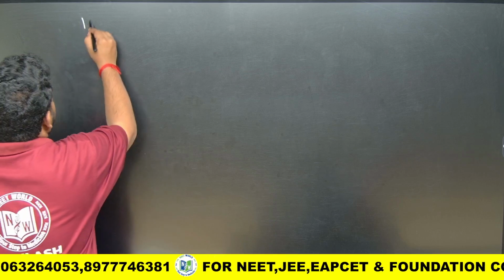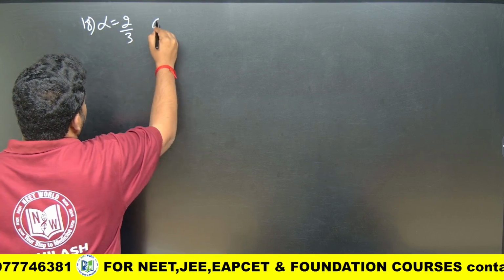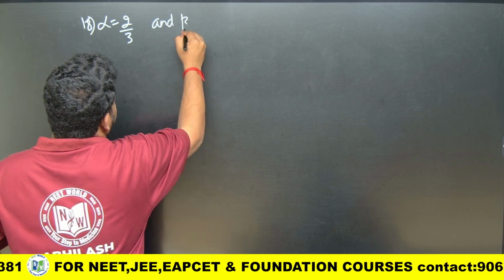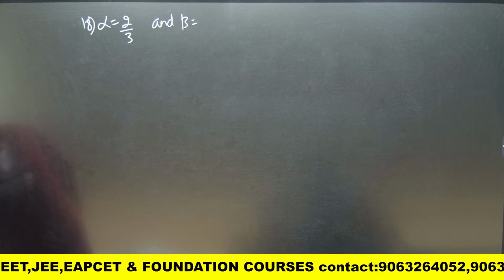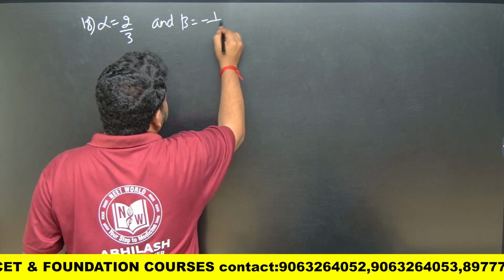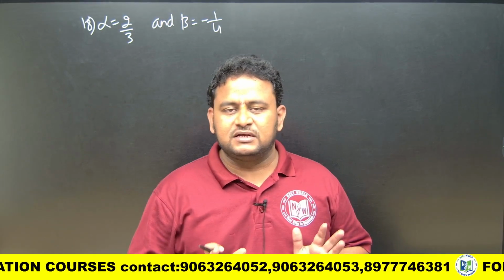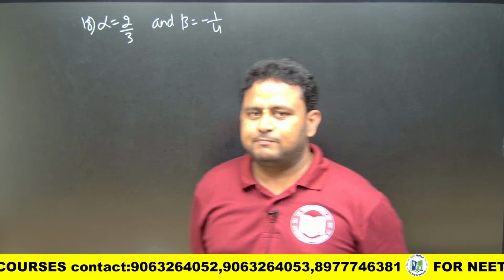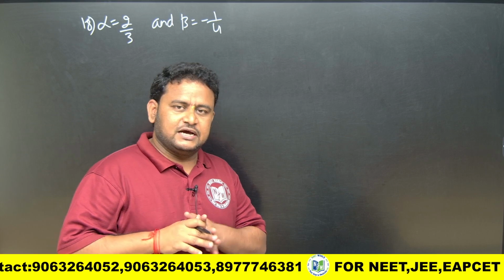18th question. They have given alpha is equal to 2 by 3 and beta is equal to minus 1 by 4. Here also they have given the zeros. What they are asking us to find? They are asking us to find the quadratic polynomial. So first, to find the quadratic polynomial, what do we need? We need the sum of the zeros and the product of the zeros.